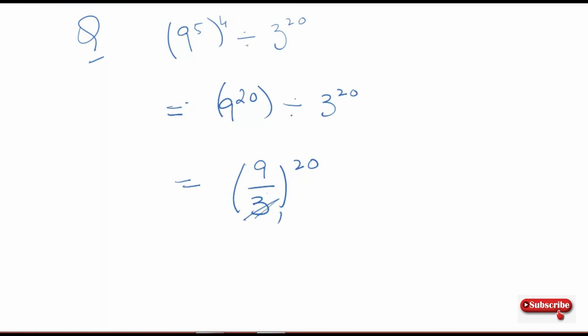3 ones are 3 and 3 threes are 9, so it will become 3 power 20. So this is how we have to apply laws of indices. So we have understood now 5 different laws of indices. I hope this is clear to all of you.